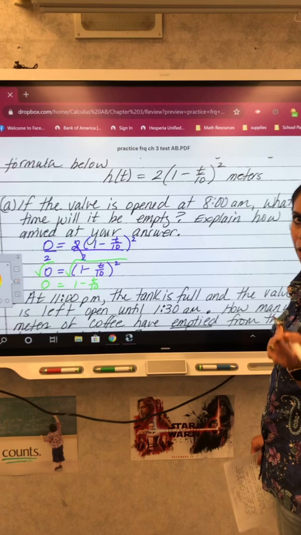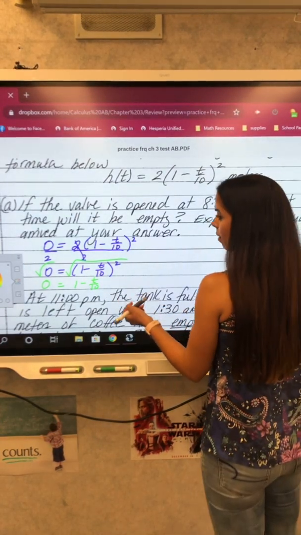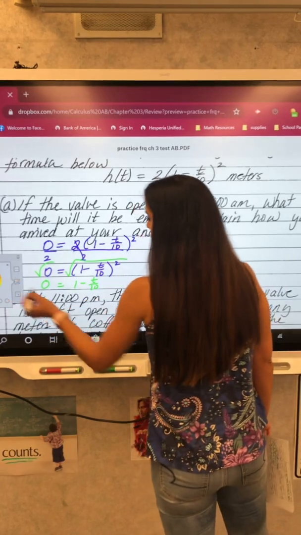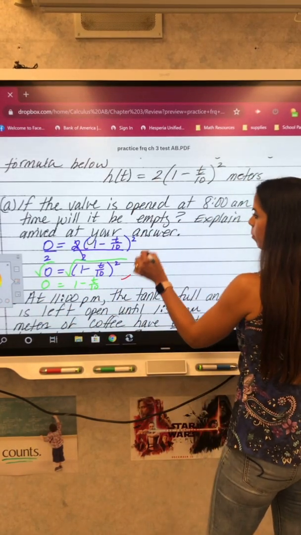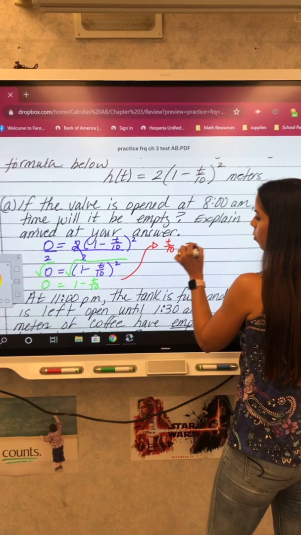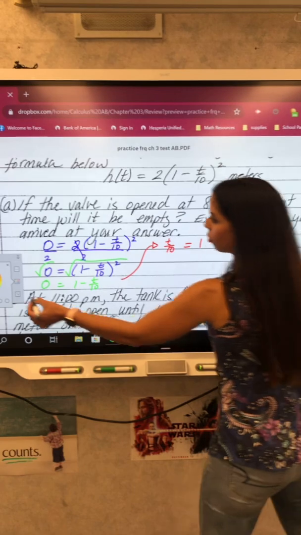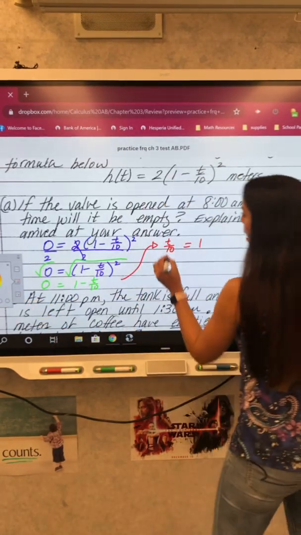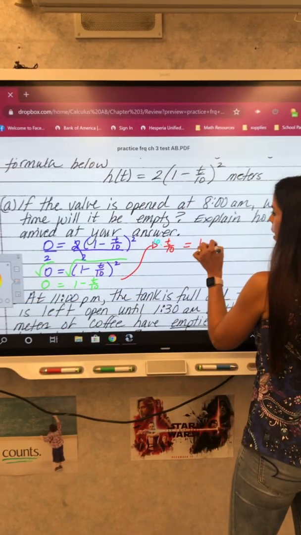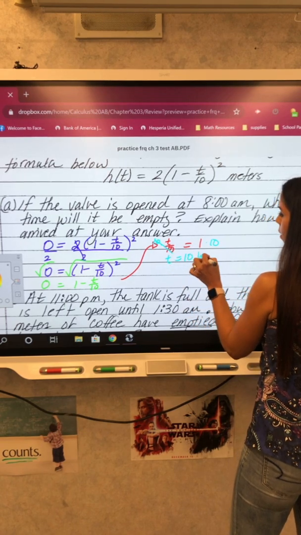This should feel just like the FRQ from the review. All right, let's add t over 10 to both sides, so I will get t over 10 is equal to 1. And then we would need to multiply by 10 on both sides. So we'll get that t equals 10 hours.